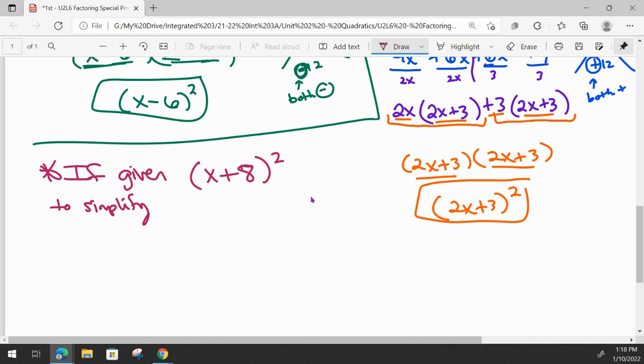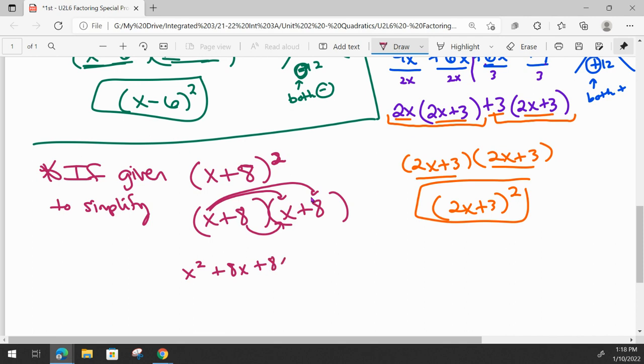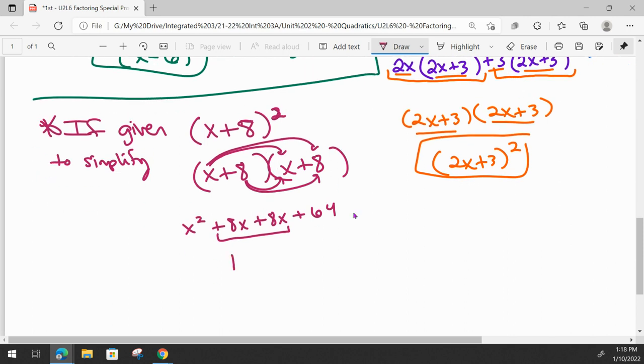So when you have a binomial squared, my suggestion would be for you to rewrite it as two binomials, because x plus 8 squared means x plus 8 times itself. Then multiply it out. X times x is x squared. X times 8 is a positive 8x. 8 times x is another positive 8x. 8 times 8 is a positive 64. The middle terms do not cancel out, which means that you're going to have a middle term.